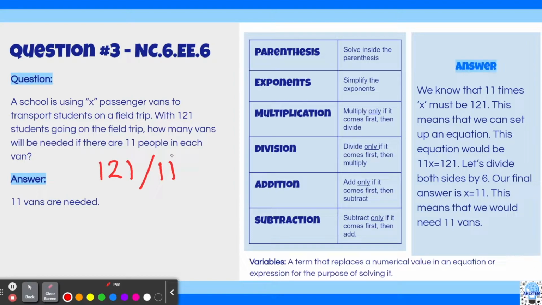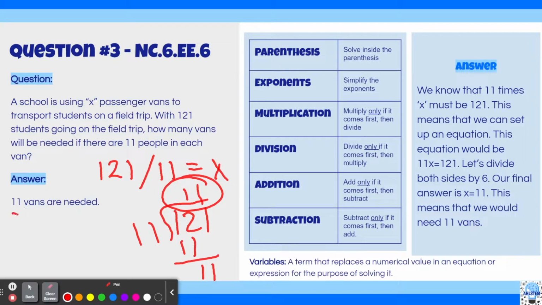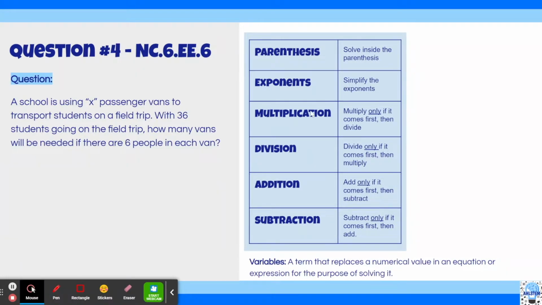So, each van, we can consider it as a group, right? So how many groups of 11 go into 121? So when we do that, we get 11. So 11 vans are needed. This is the same process as the previous problem for question number 4.